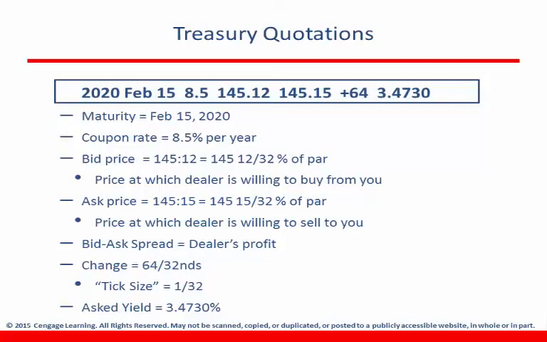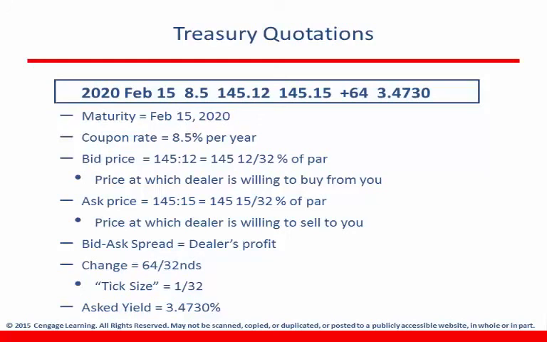Now, the bid price is the price at which the dealer is willing to buy from you, whereas the ask price is the price at which the dealer is willing to sell to you. And that difference, why is there a difference there? Well, obviously, that dealer wants to make a profit, and that's called the bid-ask spread. Okay.